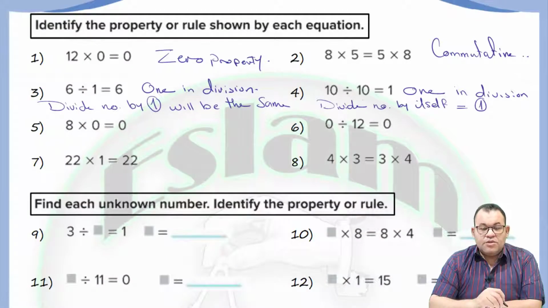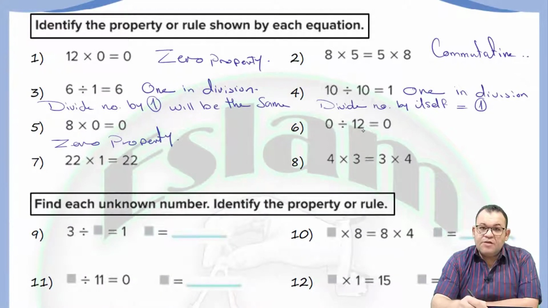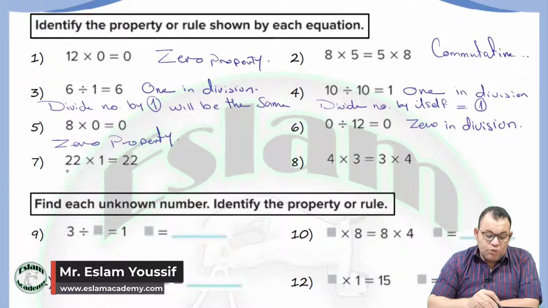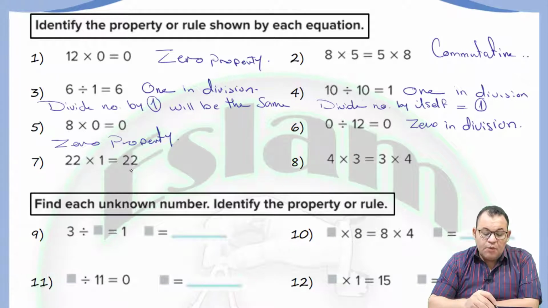8 times 0 equals 0. When you multiply any number by 0, the answer will equal 0, and that's defined by 0 in multiplication. In question number 6, we have 0 divided by 12 equals 0. When you divide 0 by any number, it will equal 0, and that's defined by 0 in division. In question number 7, we have here 21 multiplied by 1 equals 21. When you multiply any number by 1, the answer will be the same, and that's defined by the identity property.